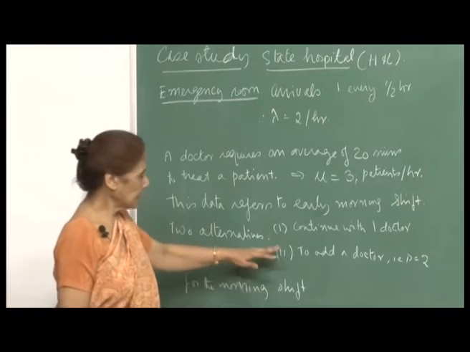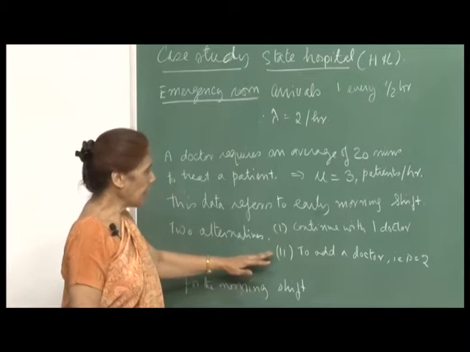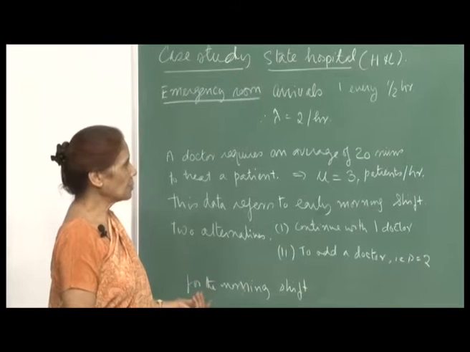For the morning shift, these are the 2 alternatives being considered. Now let us look at the data; all the calculations have been made with s equal to 1 and s equal to 2. This is the steady state results from the MMS model for the county hospital problem. For s equal to 1, rho, the traffic intensity, is 2 by 3, but when s equal to 2, it becomes lambda by 2 mu, so this will be 1 by 3. The intensity will come down to 1 by 3.